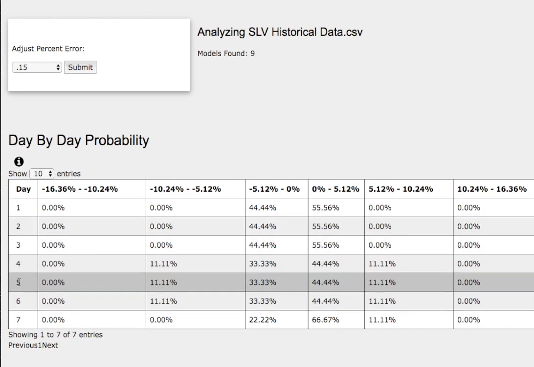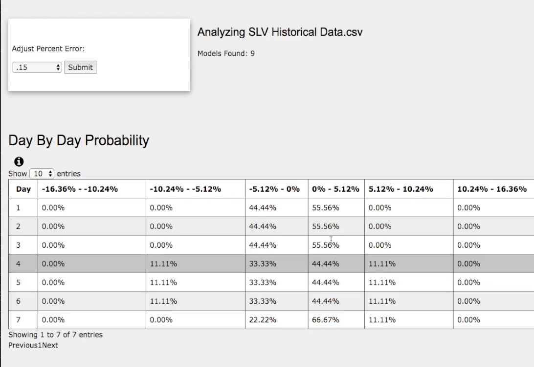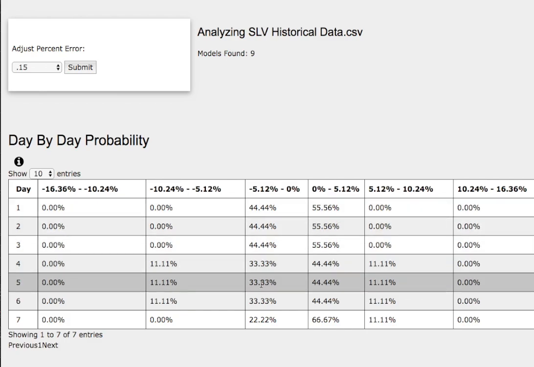As we progress to the 5th day or week of trading, we have a 44% chance for silver to climb between 0 to 5%. And on the extreme case, 11% chance to climb between 5% to 10%. To the downside, we have a 33% chance to fall between 0 to negative 5%, and for the extreme case to the downside, 11% chance to fall between negative 5% to negative 10%.